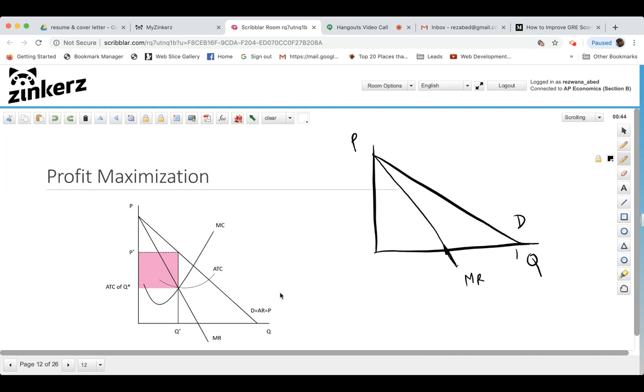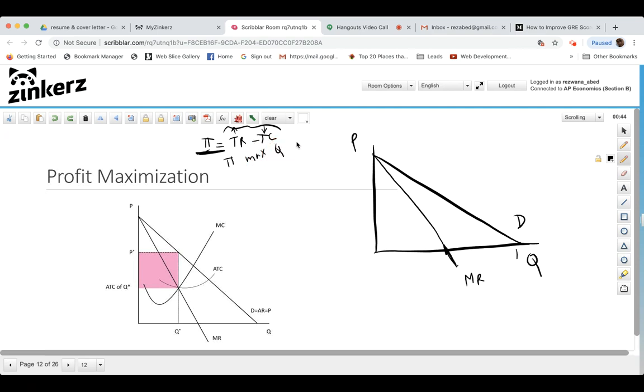So then, if you are a firm, what is your ultimate goal? Your ultimate goal is to maximize your profit. Okay, and profit maximizing has to do with choosing a level of quantity where your total revenue minus total cost, this difference, is maximized. You want your total revenue to be as big as possible, total cost to be as small as possible, and then you want to maximize this difference. So how do we choose that quantity? What is the profit maximizing quantity?